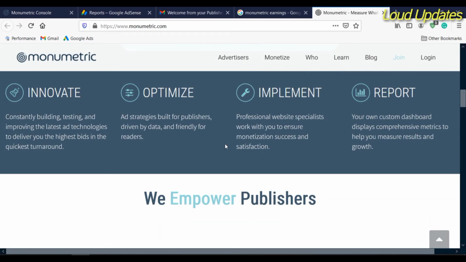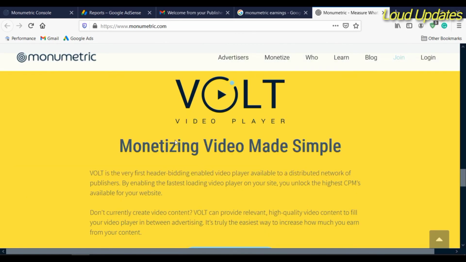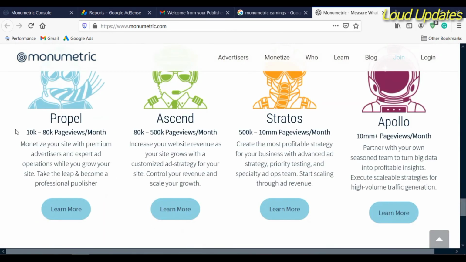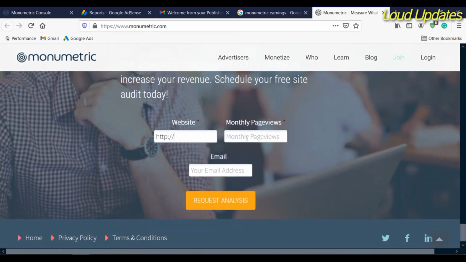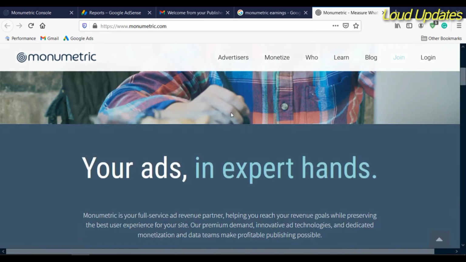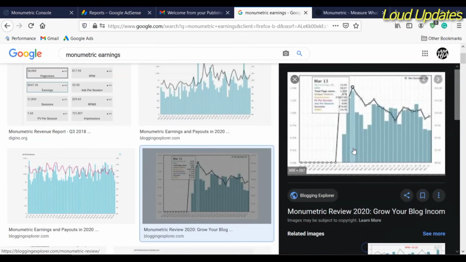Monometric has different monetization programs for publishers. So how many monthly page views do you have on your website? If you have 10 to 80k page views, then this is for you. 80k to 500k, 500k to 10 million. Just fill out your website URL and page views and submit to Monometric, and then Monometric contacts you back.